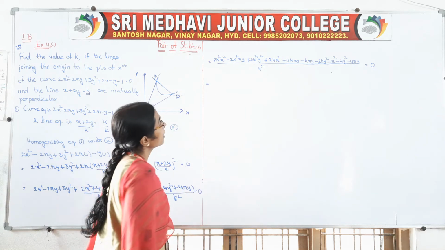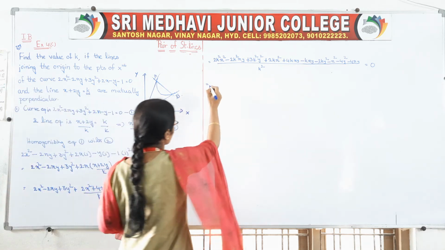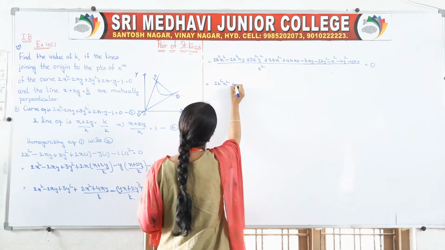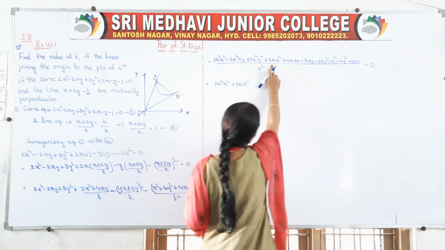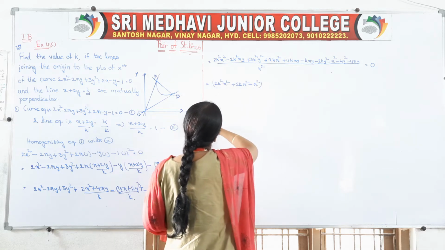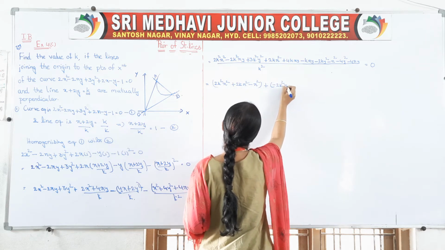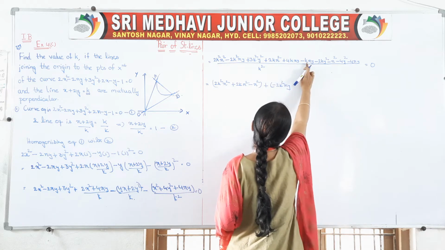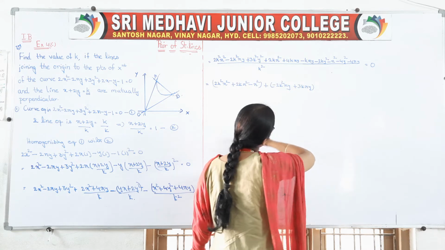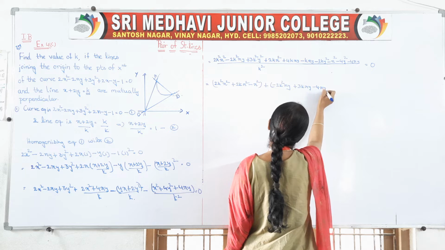So, write x square terms together, xy terms together, and y square terms together. X square terms together: 2k square x square, next 2k x square is there, and here also it is there, minus x square. Next, xy terms: minus 2k square xy, 4k xy minus k xy, 3k xy. Any other xy term, over here also it is there, minus 4xy.